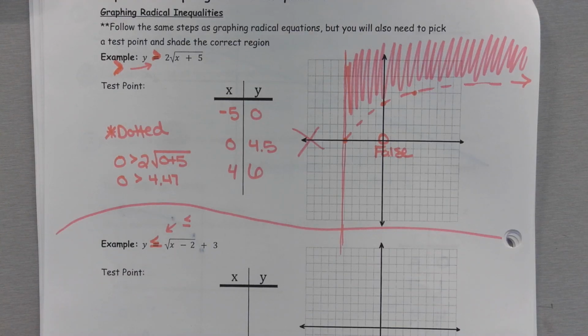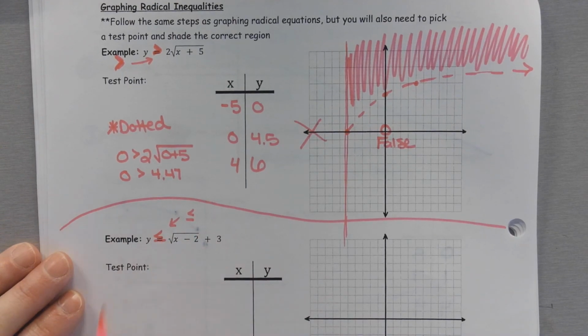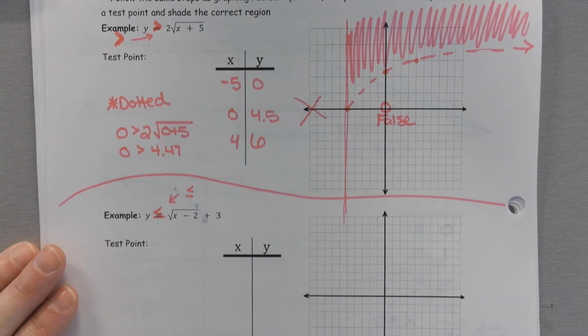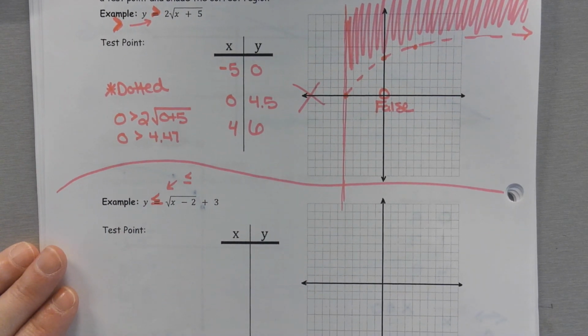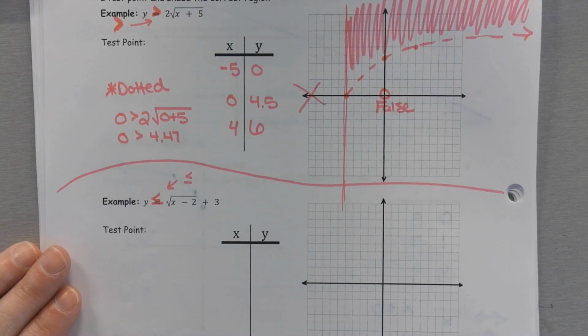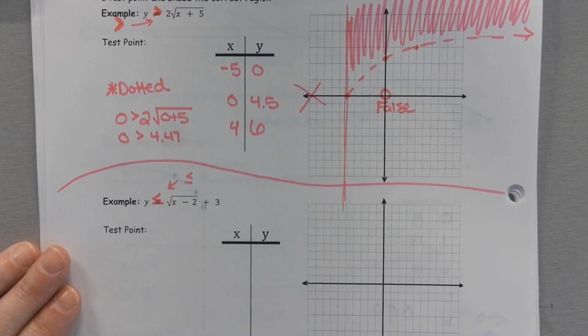Let's try one more of those. Okay, so the next one you put in the less than or equal to symbol for me, because again, I should have had an inequality and did not. That is my mistake.